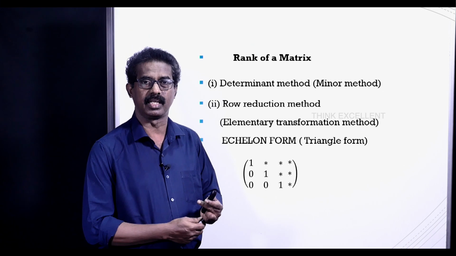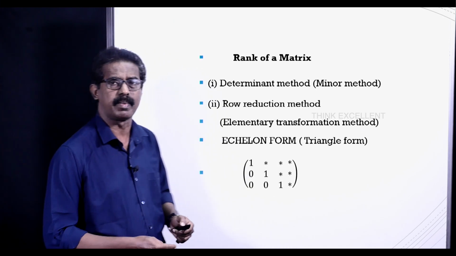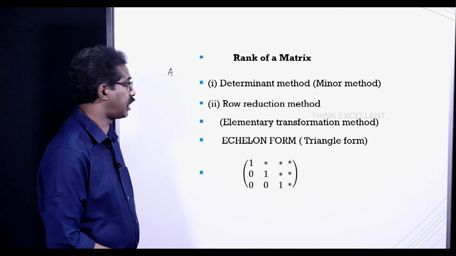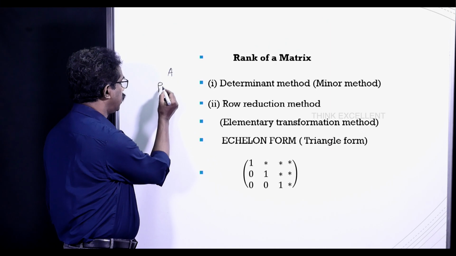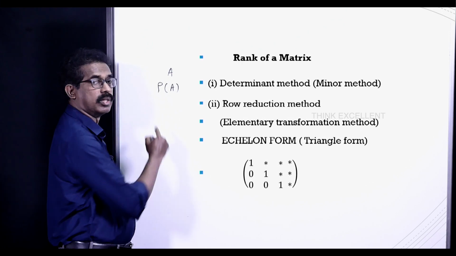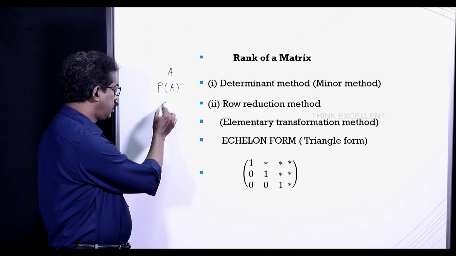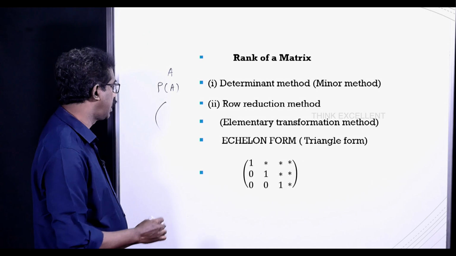Before that, I'll tell you one thing. How to denote the rank of a matrix? Suppose A is a given matrix. The rank of the matrix we denote as rho of A. You read it as rho of A.